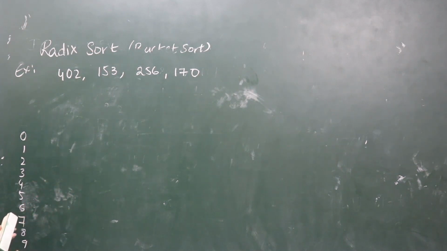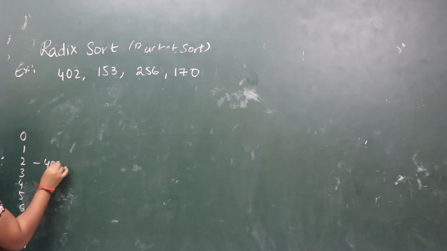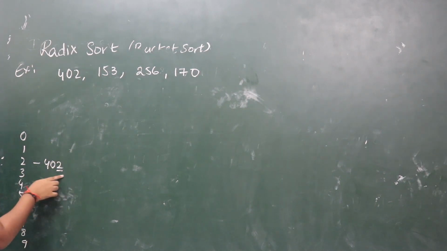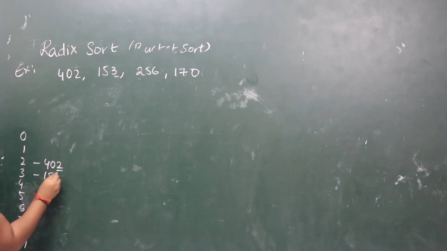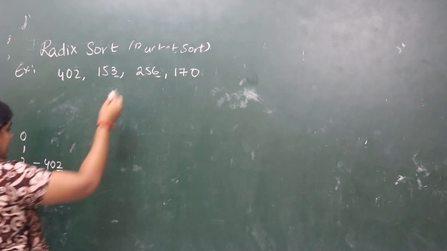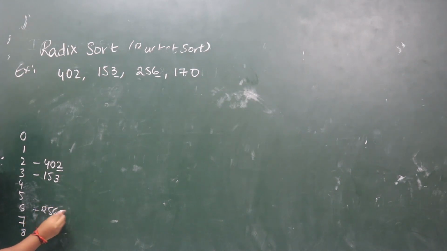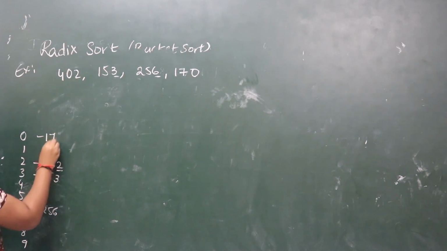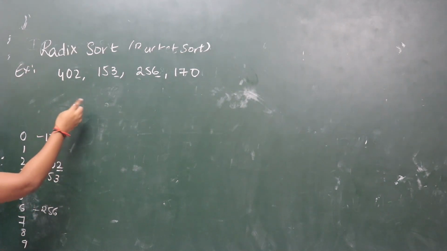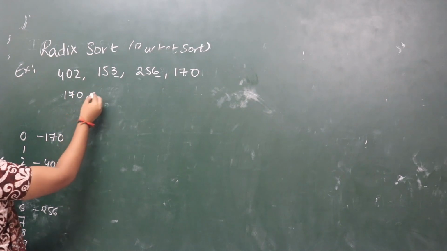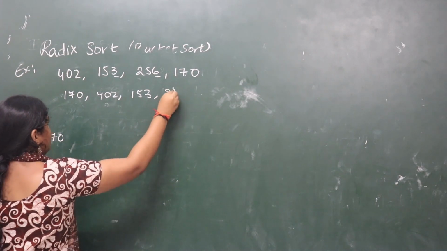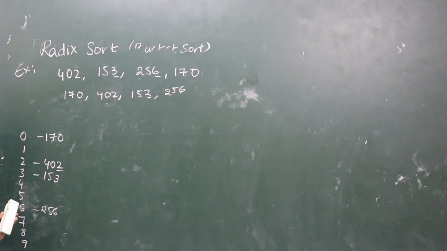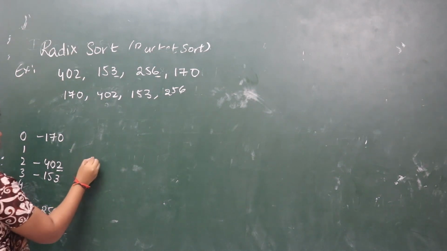For the ones position, 402 has 2 in the ones place, so we will go for the ones only. So 402, and 153 has 3 in the ones place. So 153, and 256 has 6 in the ones place, and 170 has 0. Now we are going to write from this top order: 170, 402, 153, 256. This is the ones position sorted order, and we will go for the tens position.